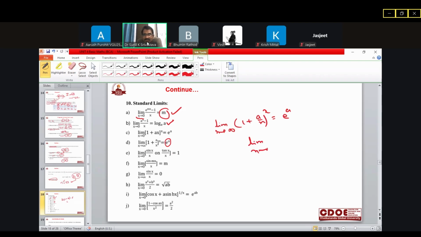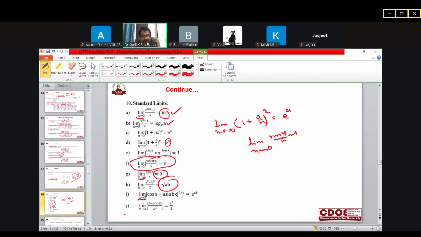In the same sequence, limit of x tends to 0, sin x upon x is equal to 1. Cos x upon x is equal to 1. Sin mx upon x is equal to m. Limit of x tends to infinity, sin x upon x is equal to 0. Limit of x tends to 0, (a^x + b^x)/2 raised to power 1/x is equal to root ab.